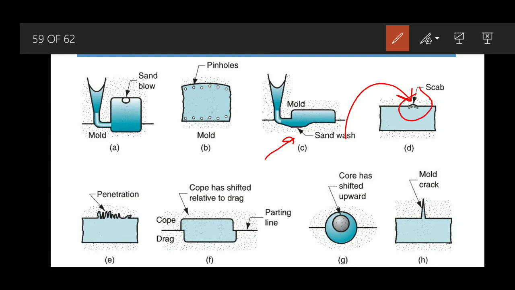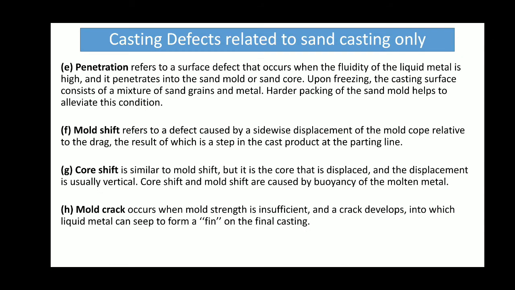Okay, similarly we may have penetration, we may have mold shift or core shift as the problem, and mold crack. So what is this penetration? Basically it's a surface defect which occurs when the fluidity of the liquid metal is very high, and because of that high fluidity it penetrates into the sand mold or the sand core.